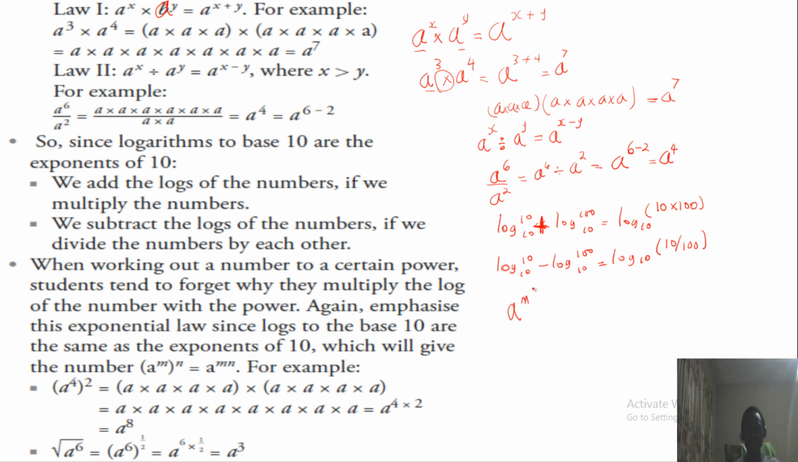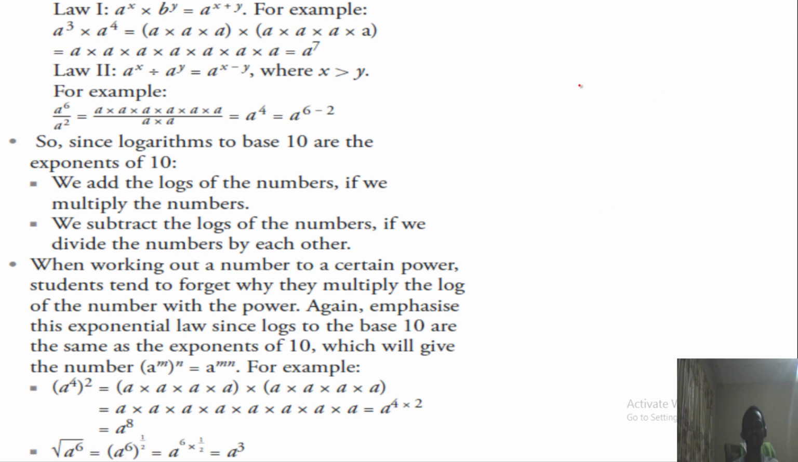a to the m, to the n, these are both powers. Automatically, it's going to be m times n, and that will give me a to the m n. Basically, if I have a to the 4, to the power 2, I'm going to have 4 times 2, and that will give me a raised to power 8.